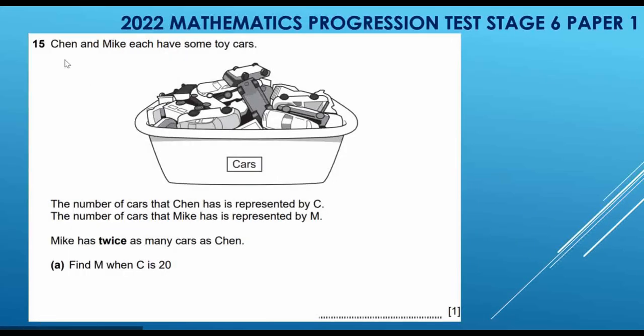Question 15. Chen and Mike each have some toy cars. The number of cars that Chen has is represented by C. The number of cars that Mike has is represented by M. Mike has twice as many cars as Chen. Find M when C is 20.